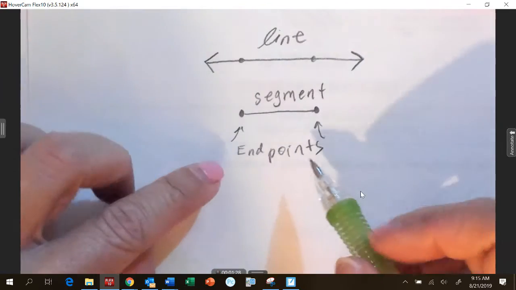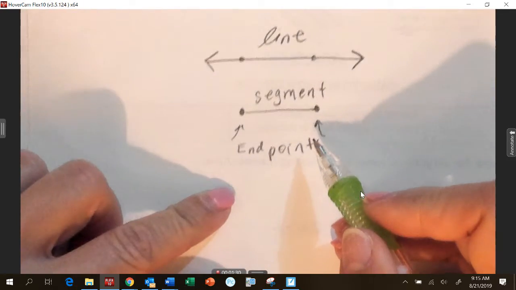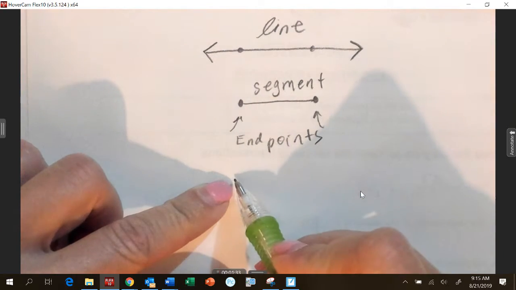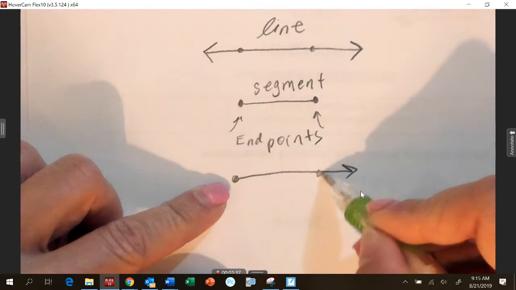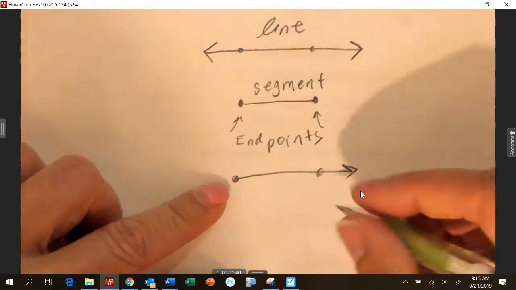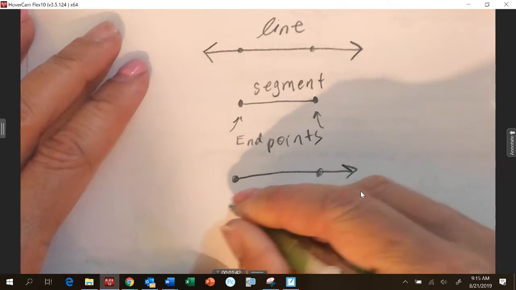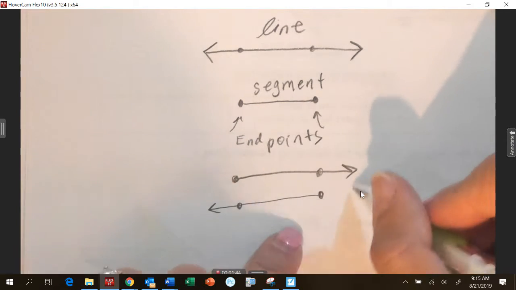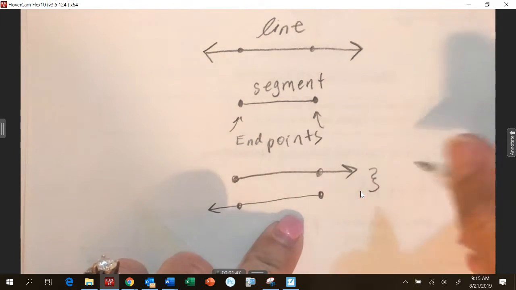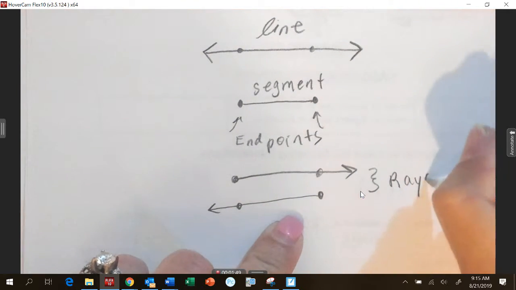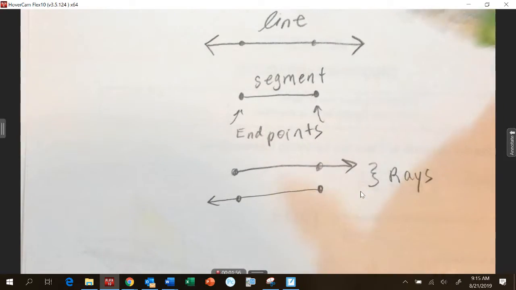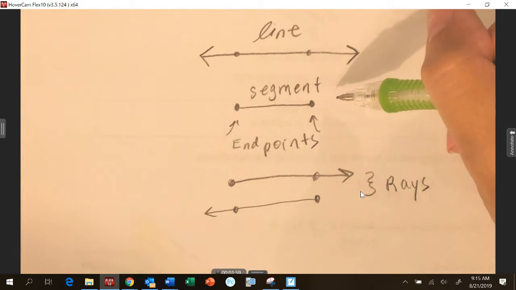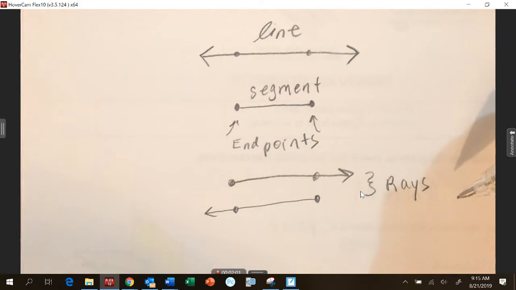Thank you. We're also going to talk about if I took this line and I only took part of the line. Or maybe I took this line and I just took this part of the line. These are two different examples of the same thing. These are called rays. So we were talking about lines yesterday. Today we're going to add on segments. We're going to add on rays.